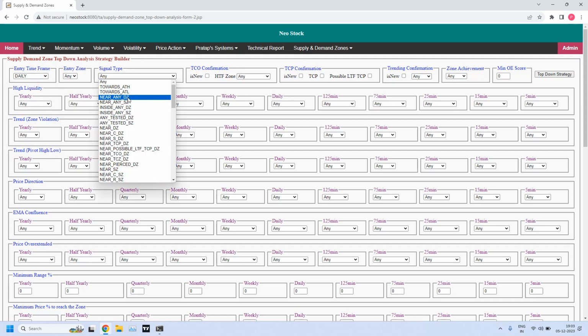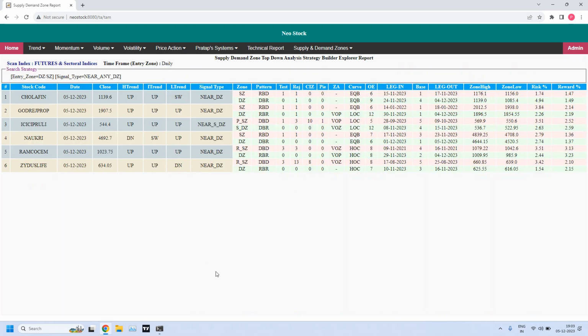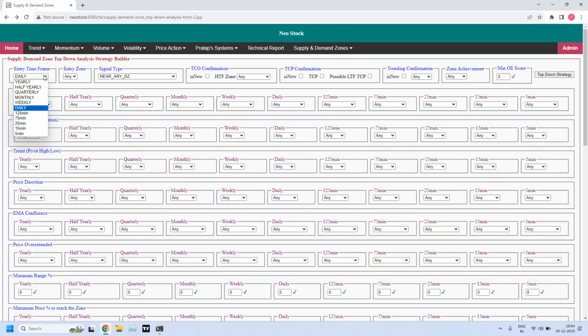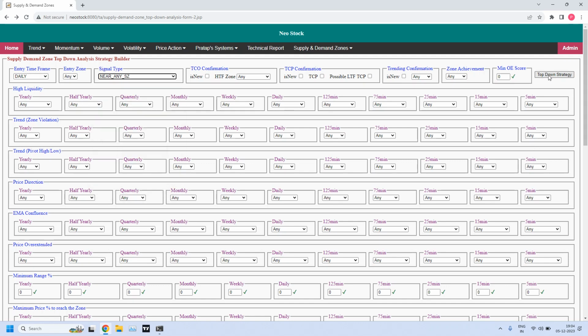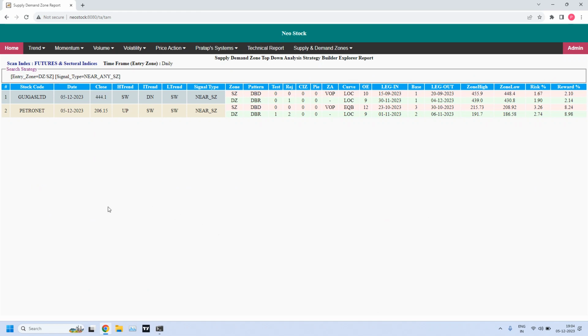Let us find the stocks near to the daily demand zone. So these 6 stocks are near to the daily demand zone. We have one high liquidity zone, ICICI Prudential. Stock is near the demand zone, high liquidity demand zone. So we have only one high liquidity demand zone in this list. So let's go back. Entry time frame is daily. Let us find the stocks which are near to the daily supply zone. So we have 2 stocks, but none of these stocks have high liquidity zones.